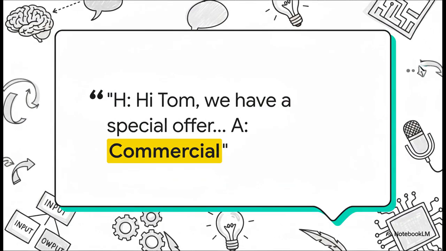Yeah, and this is a fantastic example of that. You give it an input like, hi Dom, we have a special offer for you, and then you give it the correct output, commercial. It's like you're handing the AI a blueprint, and this one simple move, showing it what you want instead of just telling it, makes a huge, huge difference in getting the right answer.